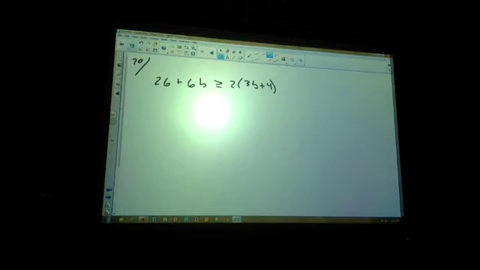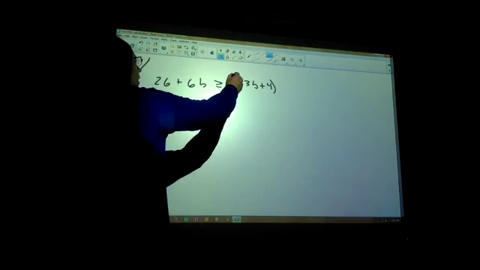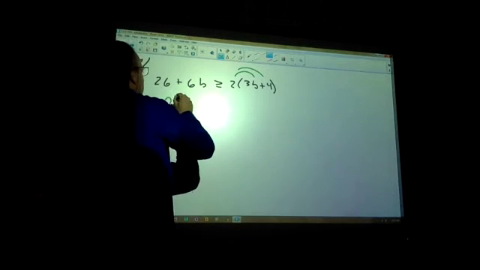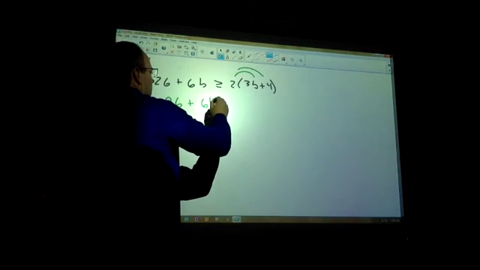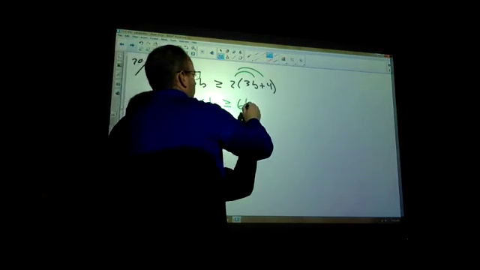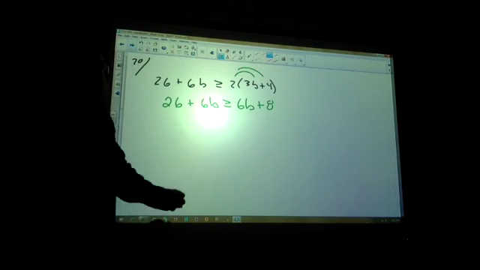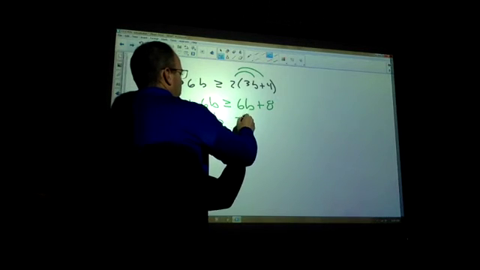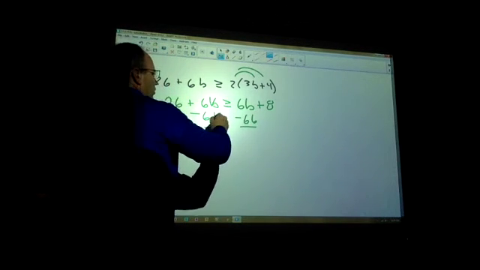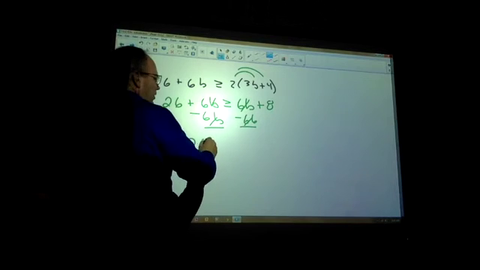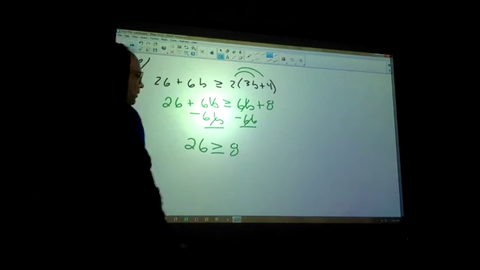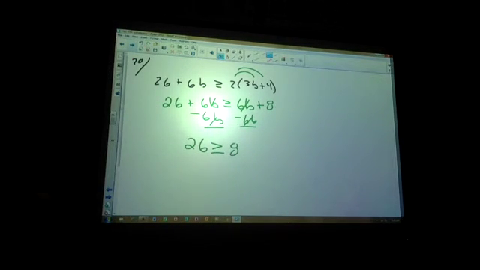This particular problem, oh shoot, it's a 26 plus 6b. I can't read my line. Okay, thank you. So I'm going to distribute here. So I have 26 plus 6b is greater than or equal to 6b plus 8. Is that okay so far? If I subtract 6b from both sides, those cancel. So I wind up with 26 is greater than or equal to 8. True statement. It's a true statement.